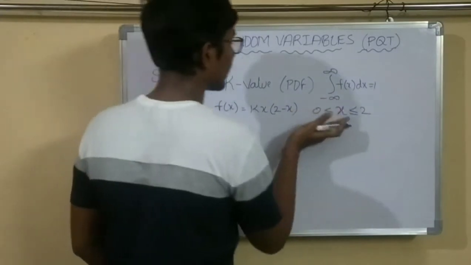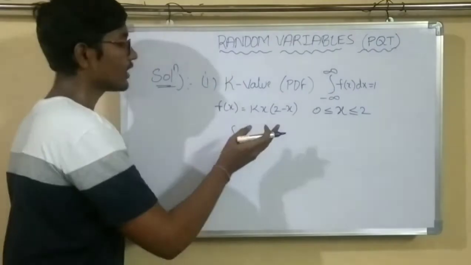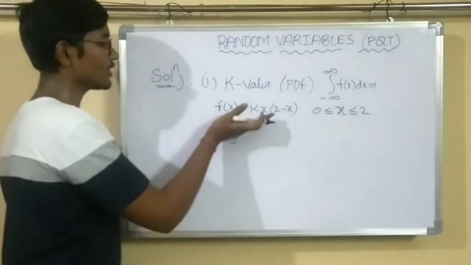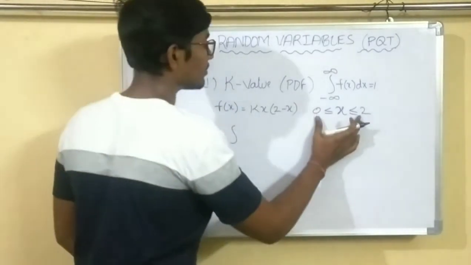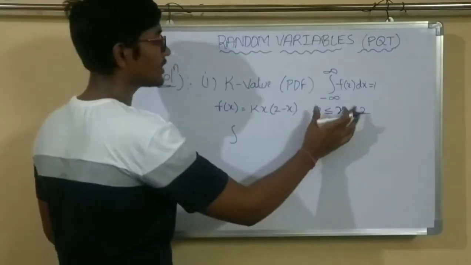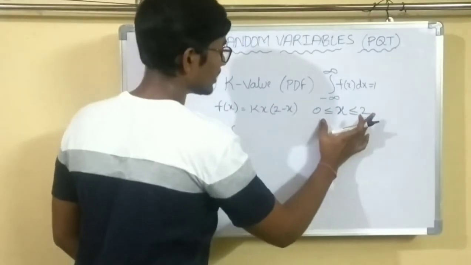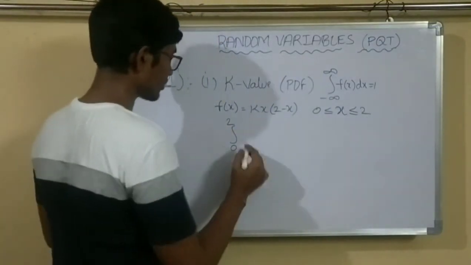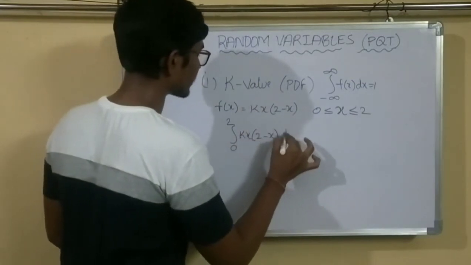For x less than 0 or greater than 2, the function does not exist, so it will be 0 itself. When it is 0, the integration of 0 will be 0. So for integration, we have to take the limits given in the question itself. If they have not given limits, we take minus infinity to infinity. If they have given limits, we follow them. So it is the integral from 0 to 2 of kx into (2 minus x) dx.